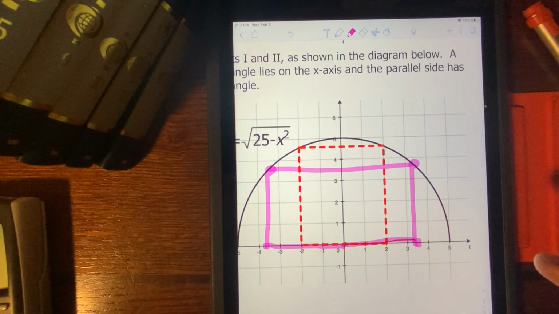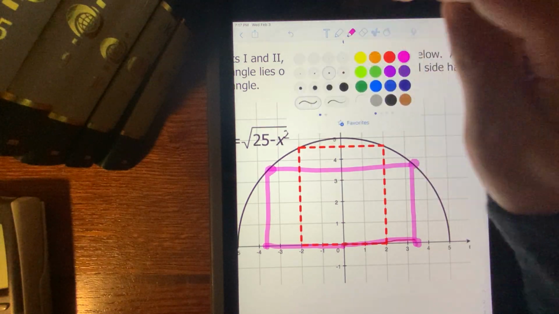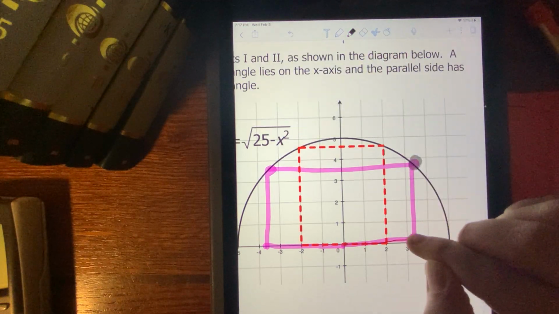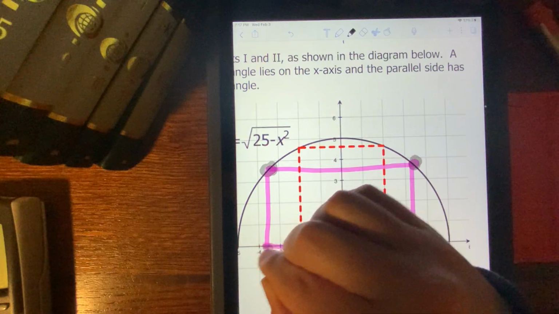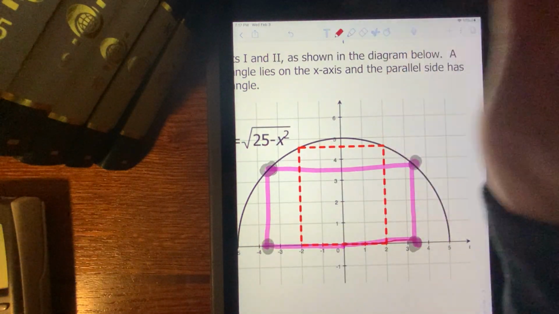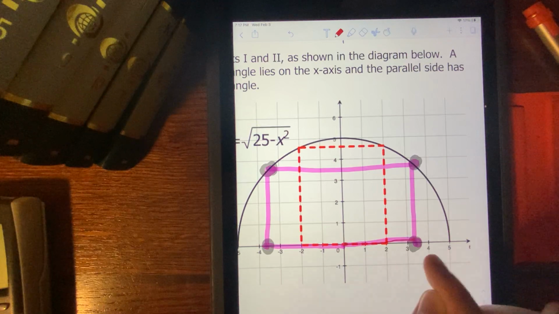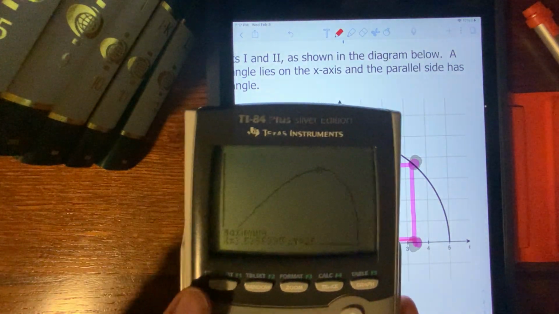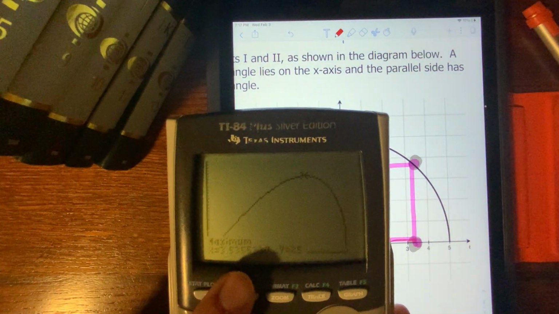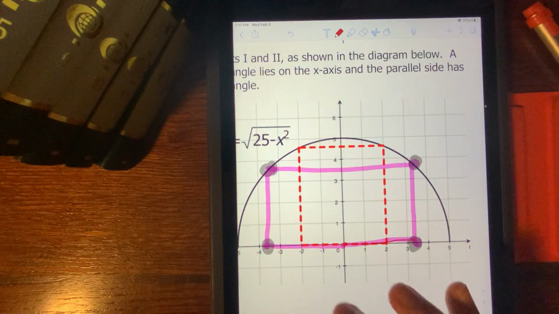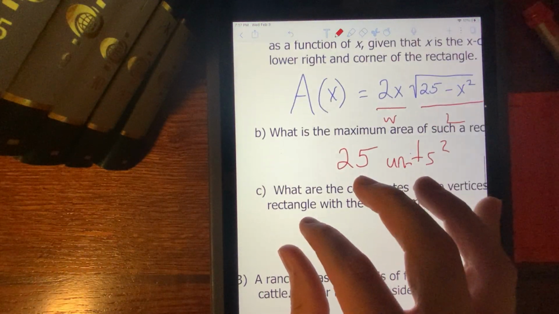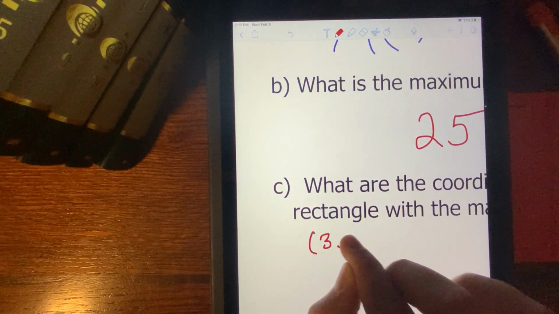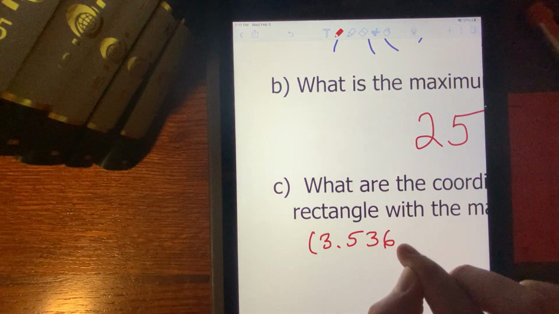All right. So what are the coordinates of the corners? Right. So we're talking up here, down here, up over there, down over here. Well, this on the x-axis, like we said, remember from our TI, it's going to be at the coordinate 3.536, comma 0.